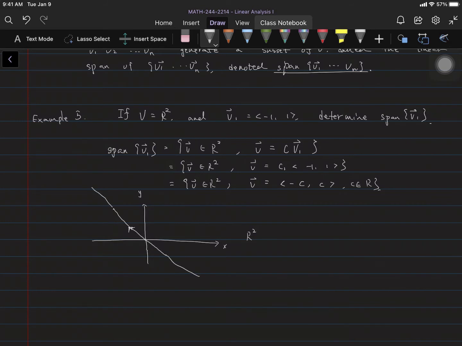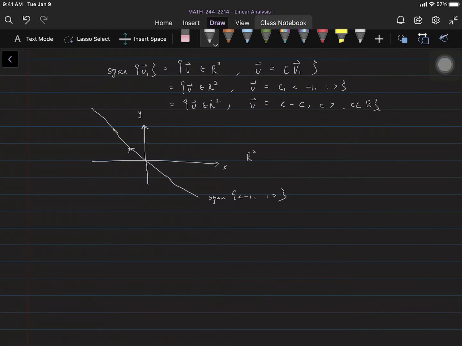This span of the vector (-1, 1) actually gives us a line. You can see the line is a subset of the 2D plane. Okay, this is the spanning set of the vector (-1, 1).